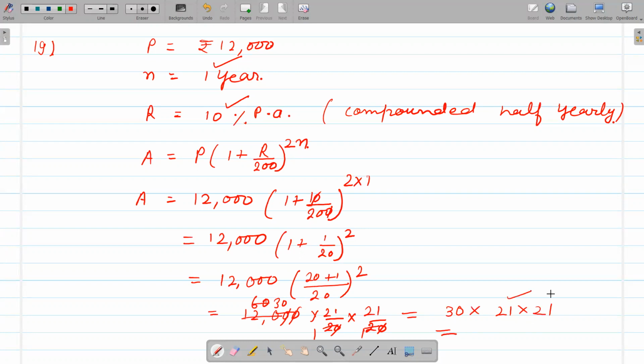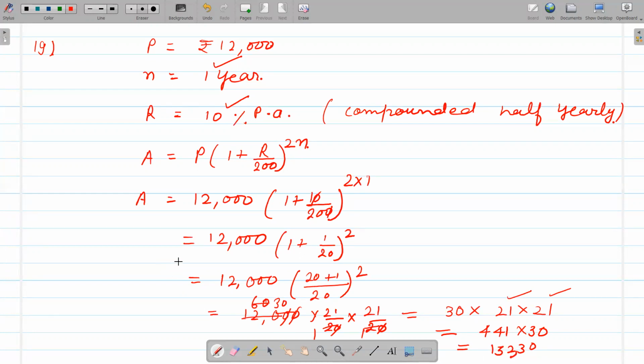And 21 into 21, some things you should remember, at least squares up to 30 should be memorized. It will be 441 multiplied by 30. And what will be your amount? 13,230 will be the amount.